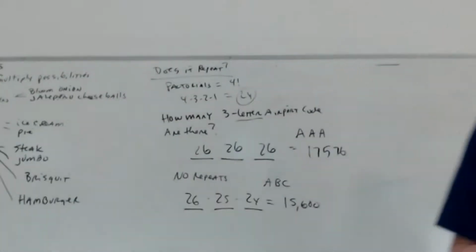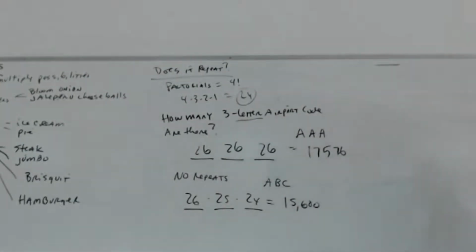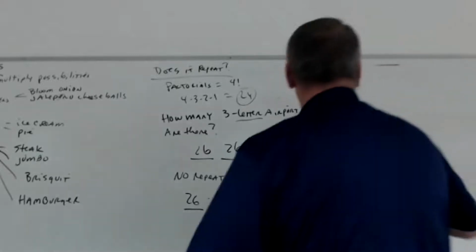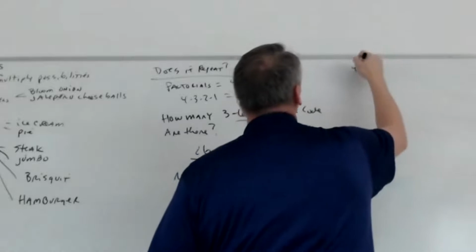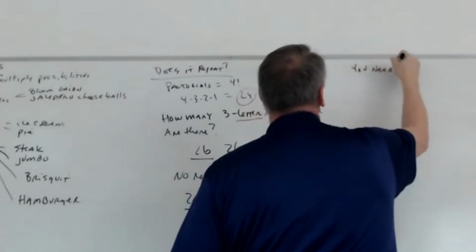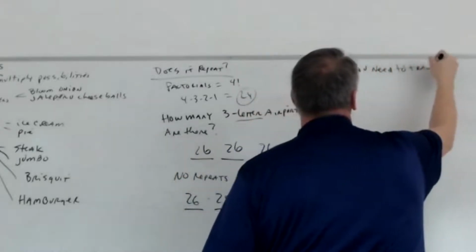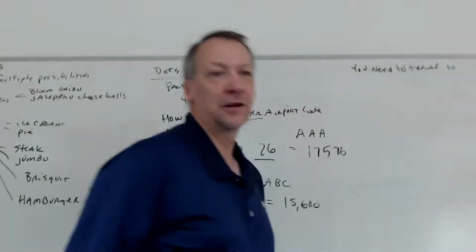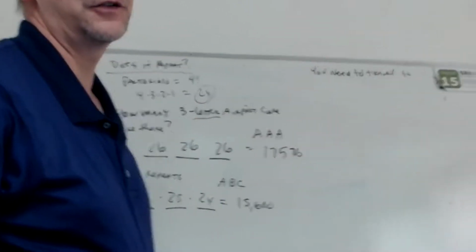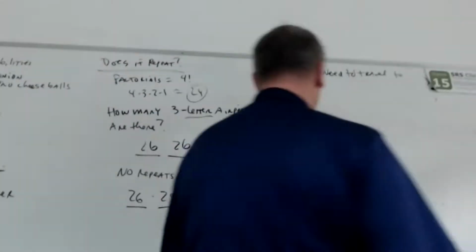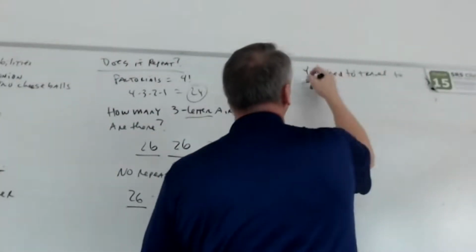but I don't really have a good answer. So you just gotta kind of think about these logically. Let's say that, for example, you need to travel to 7 schools.